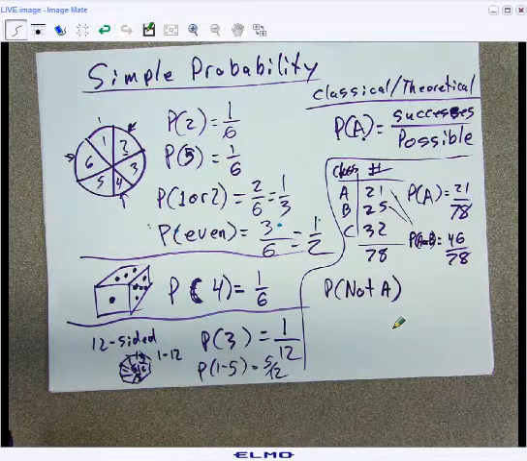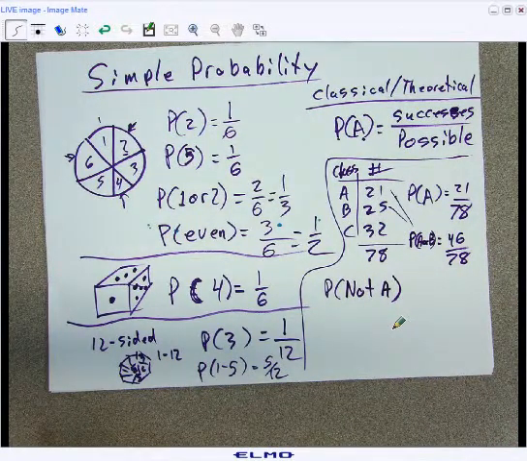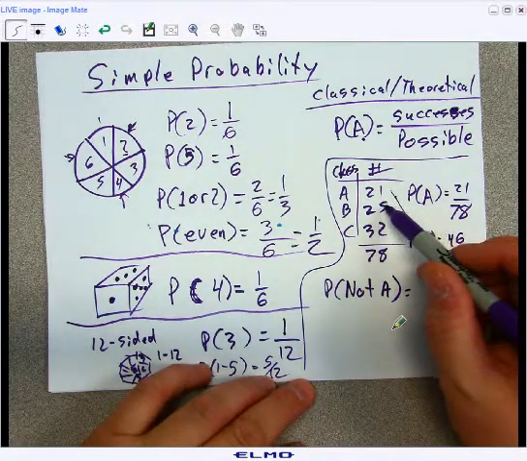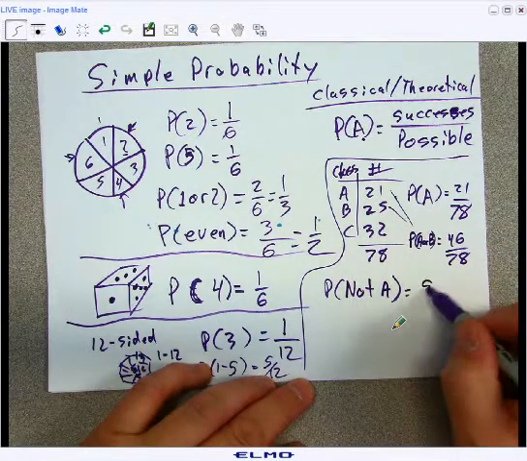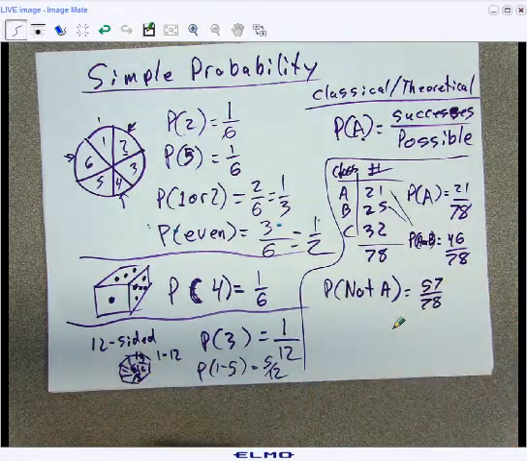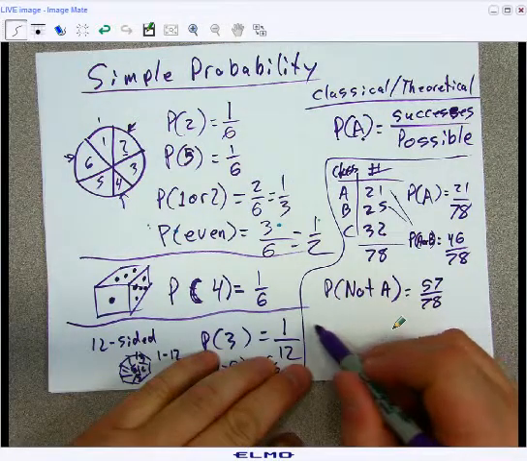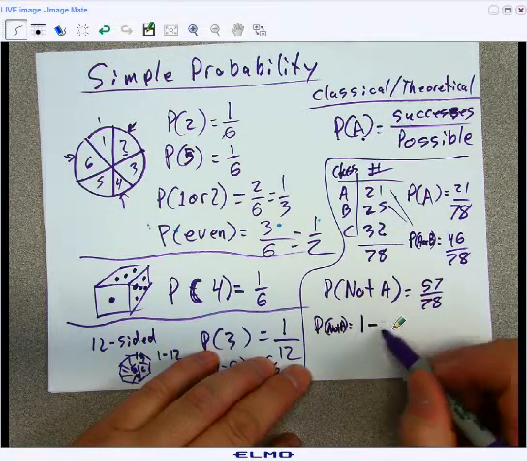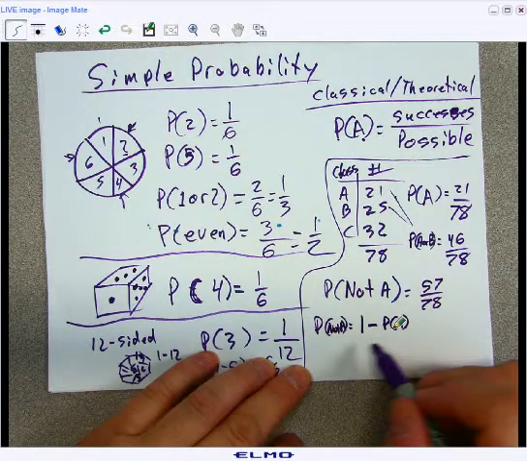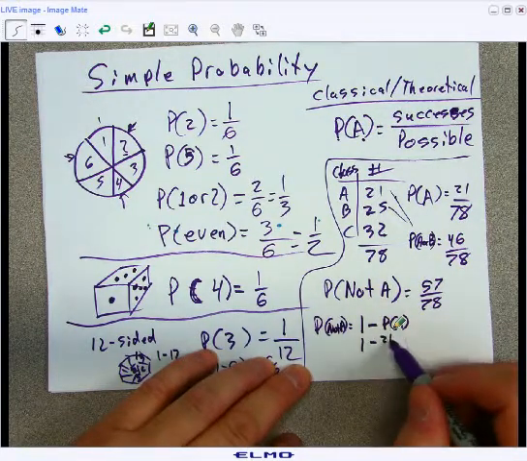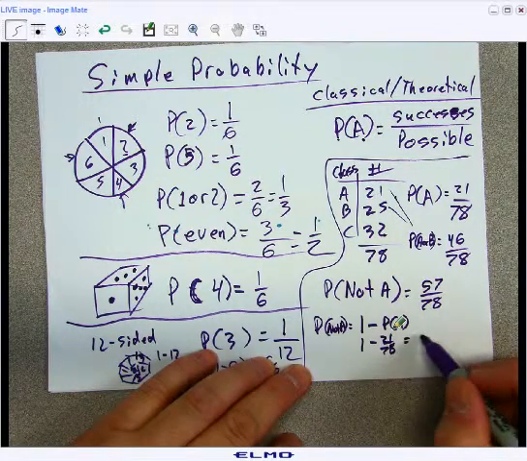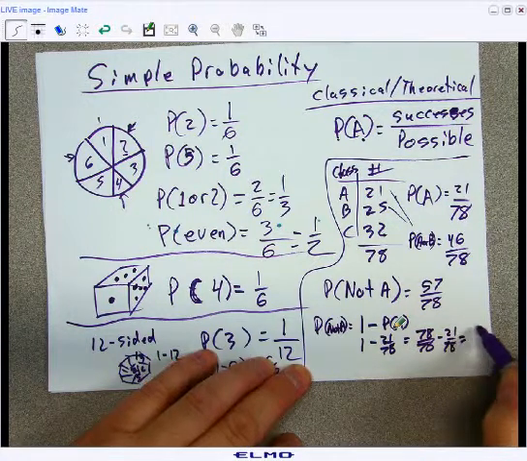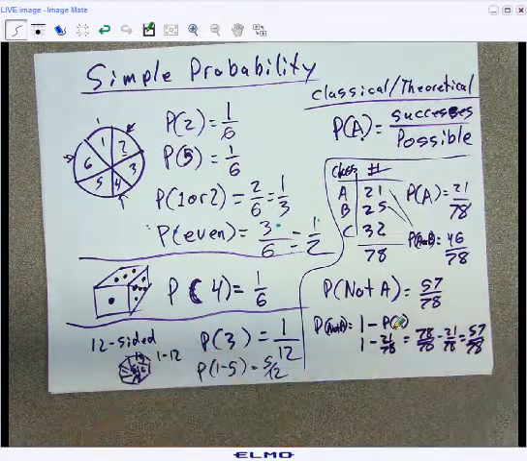I could have the probability of not being in class A. Well, I could do one of two things. I could either add the probability of B and C, so it'd be 57 out of 78. That would be not in class A. Or I could say that the probability of not A equals 1 minus the probability of being in class A. So I have 1 minus, in class A was 21 out of 78. Using a common denominator, 78 over 78 minus 21 over 78 leaves me 57 over 78. So it works out just as well.